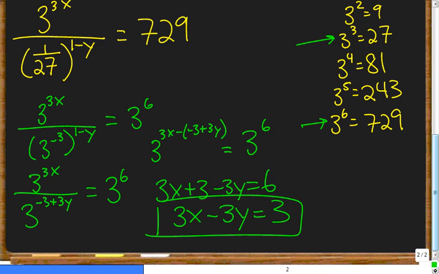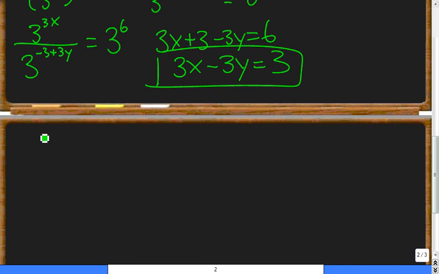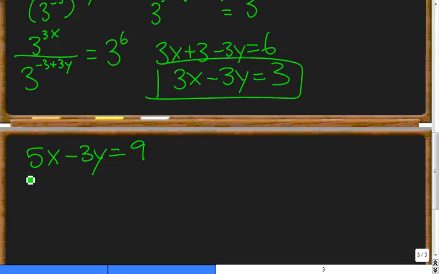So we have 5x minus 3y equals 9, and we have 3x minus 3y equals 3. So there's many different ways that you can go about this problem, but these are the equations that we're going to need in order to solve this out.